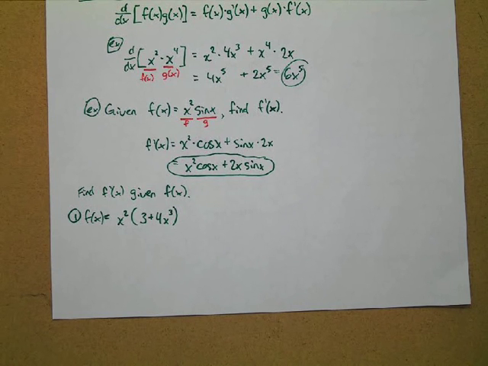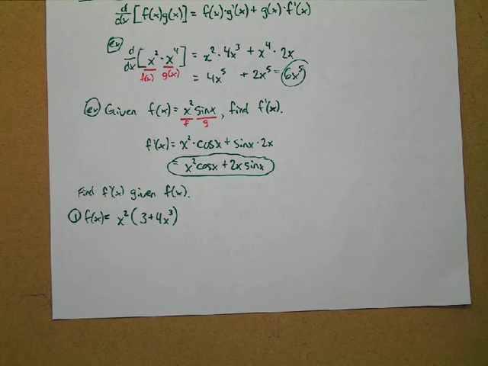Okay. But again, let's use the product rule here, and then we'll check it with that easier way. So our two things that we're multiplying together are x squared, and then the second thing is 3 plus 4x to the third, right? Those two things being multiplied together. So we'll say that's like our f, that's like our g there.